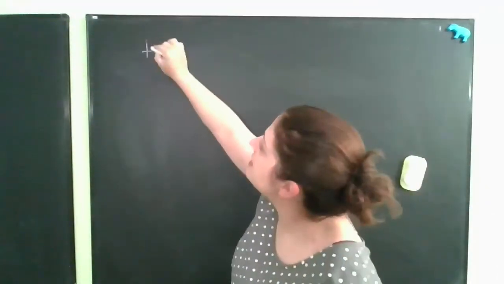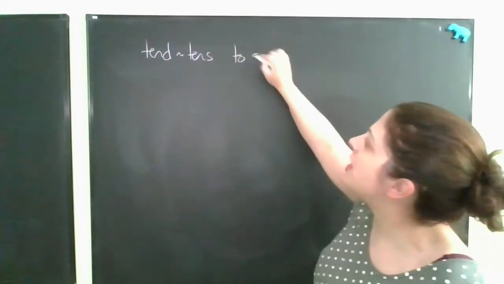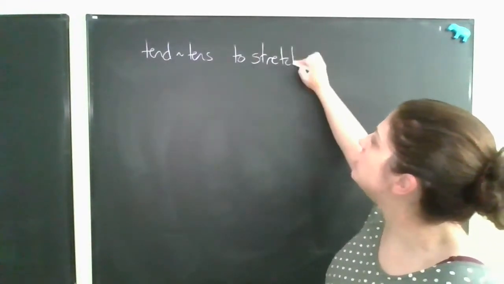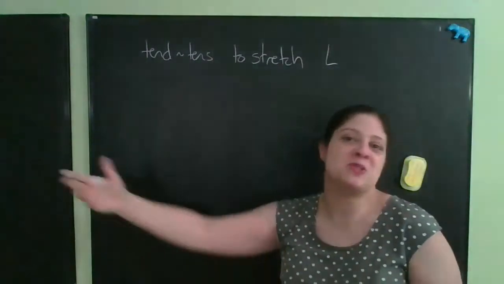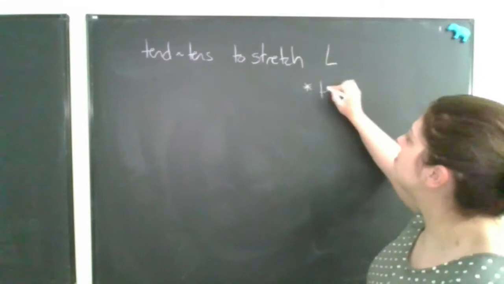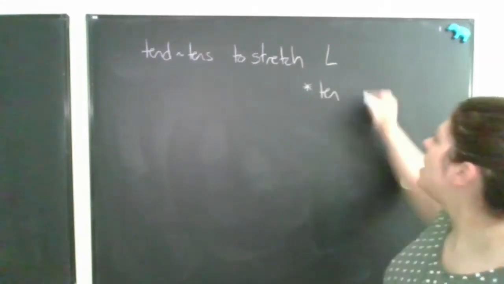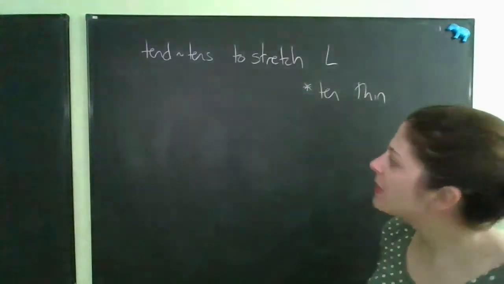Next up is tend and tense. It comes from a Latin verb meaning to stretch. Think of tension or extend, just to stretch out. And this comes from a Proto-Indo-European root ten, which means to stretch as well. Thin comes from this, the English word thin, something that's thin has been stretched out.